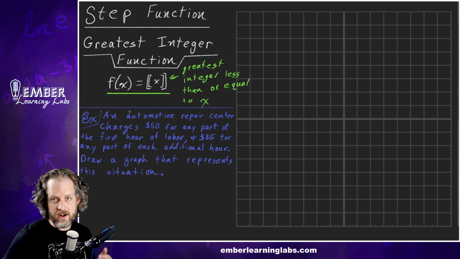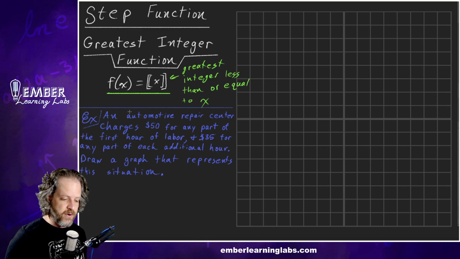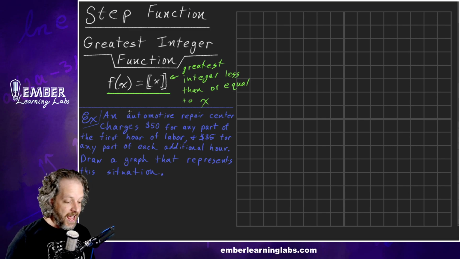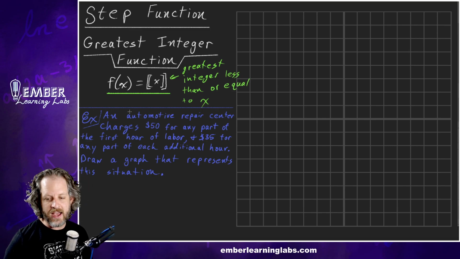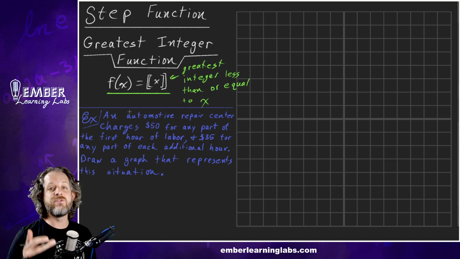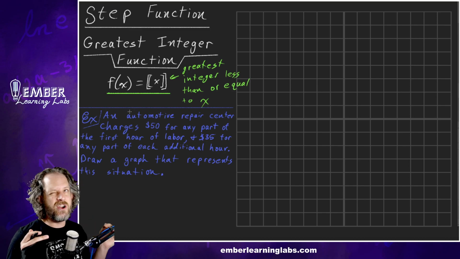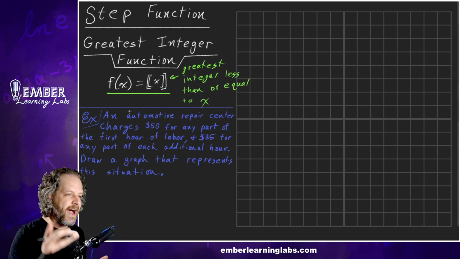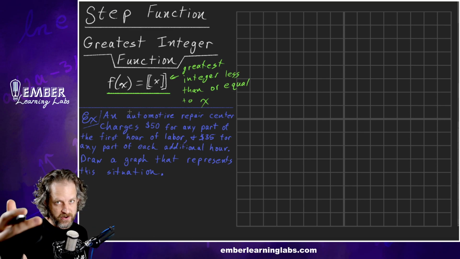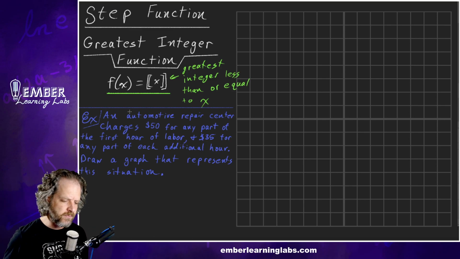So what you've got here is up to the first hour, we charge $50, right? And then after that, we add for each additional hour. So if we go up to 2 hours, we charge an extra $35. And that's it. So if we work an hour and 30 minutes, we're going to get charged 50 plus the 35, which would be 85. And so this is a step function.